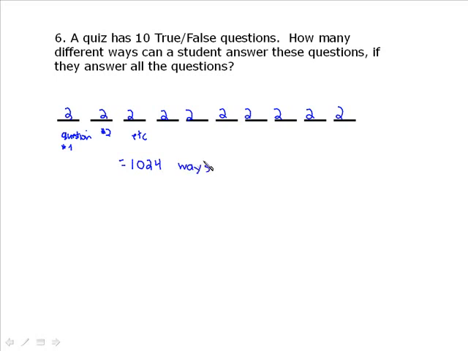So if this had been rewritten as a probability question, it would have been something like, what is the probability that you, by guessing, get 100%? And that would mean that, to get them all right, your probability would be 1 out of 1,024. So not very good.